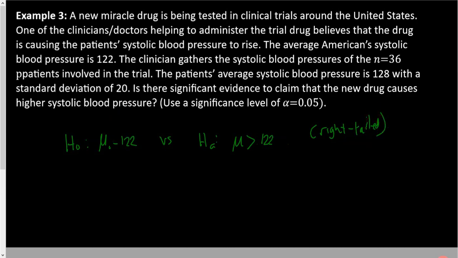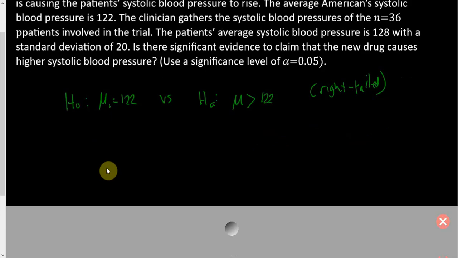Right-tailed. So if I were to go in here and draw my distribution, once again, it's kind of an ugly one, but that's okay. We're going to assume that the null hypothesis is true. So my number line here, right in the middle, is 122, and it's a right-tailed test. That means that our rejection region is only in the right tail. And once again, we're using an alpha of 0.05. So I just need to find what number this is.